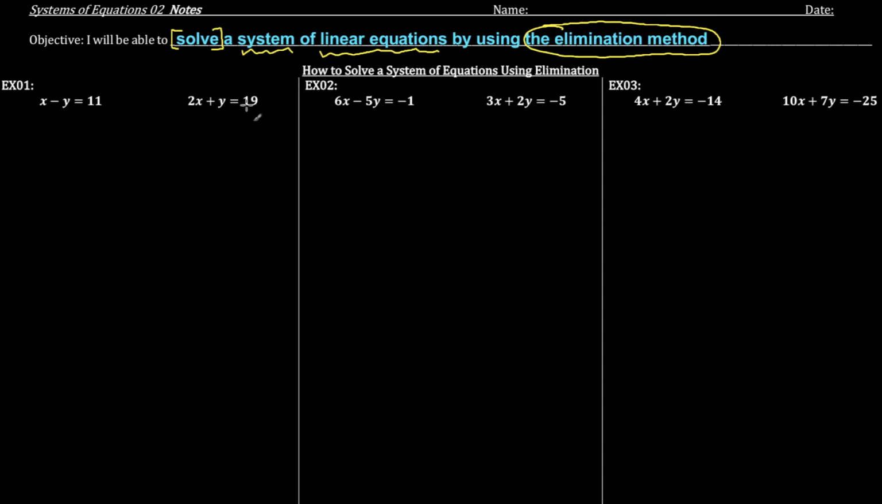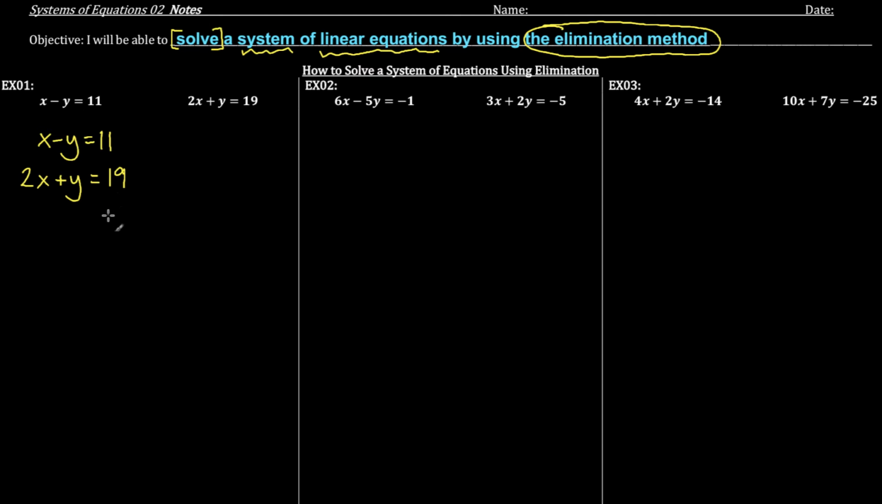Now, it's easier just to show you. So I'm going to write these two equations, x minus y equals 11, and below it, I'm going to write 2x plus y equals 19. Now I'm going to combine these two equations. So x plus 2x, negative y plus y, and 11 and 19.